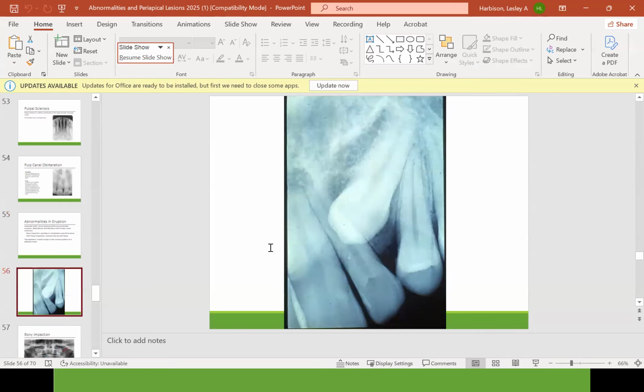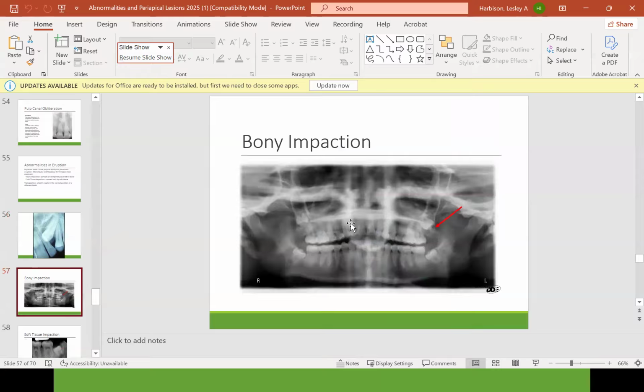So here you can see this is an impaction on 56. And so sometimes the orthodontist has to pull those teeth down. They put a bracket on them and they pull them down and guide them out. Here's another bony impaction on 57, the piano.